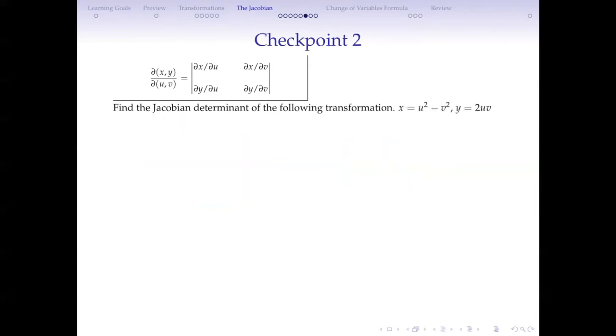Okay, so now we come to checkpoint 2. I'm asking you to find the Jacobian determinant of that transformation which mapped a square into the sort of church window shape. So take a minute, compute the Jacobian determinant. It will be a function of x and y, excuse me, a function of u and v. Let's see if you can compute that determinant.